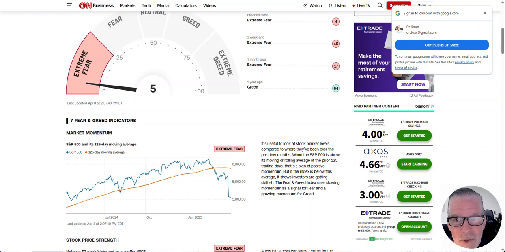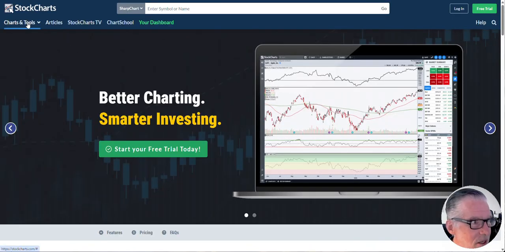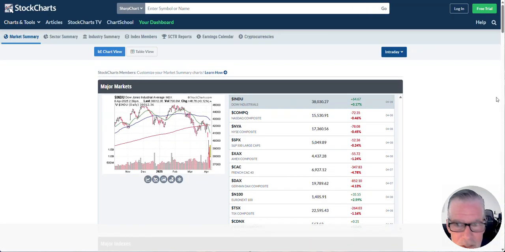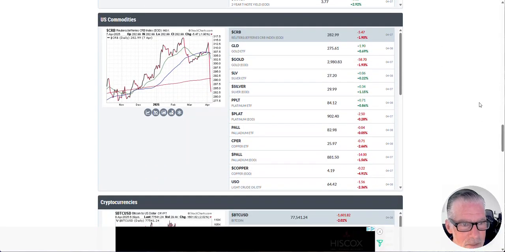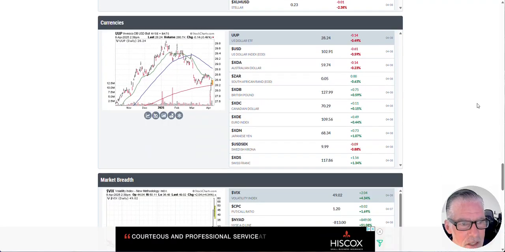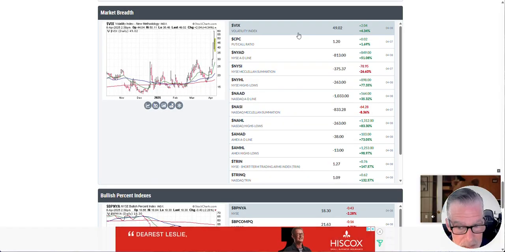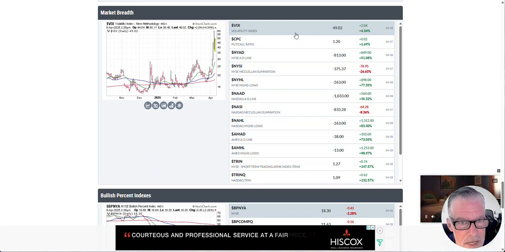If we go over to, let's take a quick look here at some other ways of looking at market fear. We go to stockcharts.com. We go to market summary. We scroll down. And you're going to find some interesting things down here. So here we go. We've got the VIX. It's up near 50, which is extremely high. It's 60 yesterday. It's been up to 50 twice today, and I suspect that's about it for VIX.